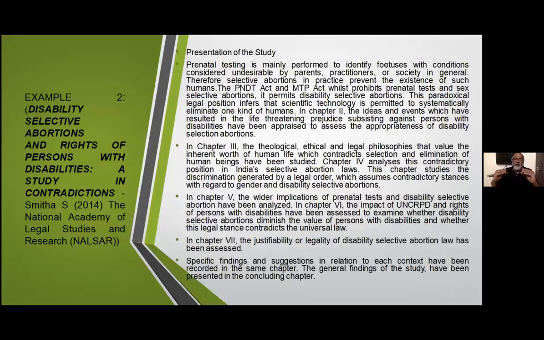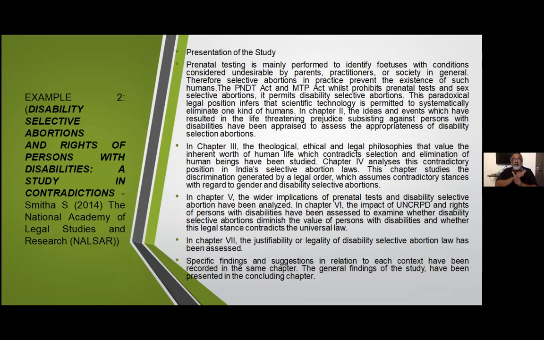So this is one of the examples. Let's get into the second example. Here I've taken again the same topic, disability, selective abortions and rights of persons with disability. As I said, you can name it as organization, like "chapters are organized as follows," or chapterization, or even presentation of the study. How are you presenting your research paper? You can explain in gist that prenatal testing is mainly performed so and so.